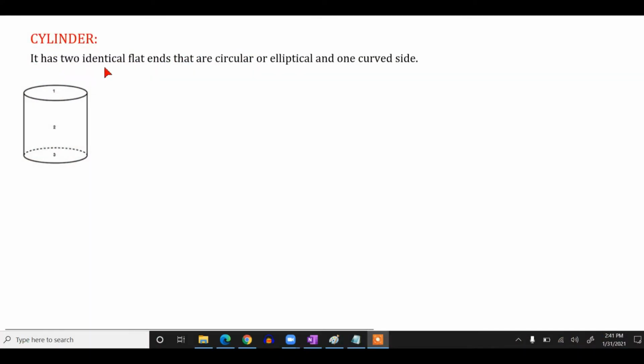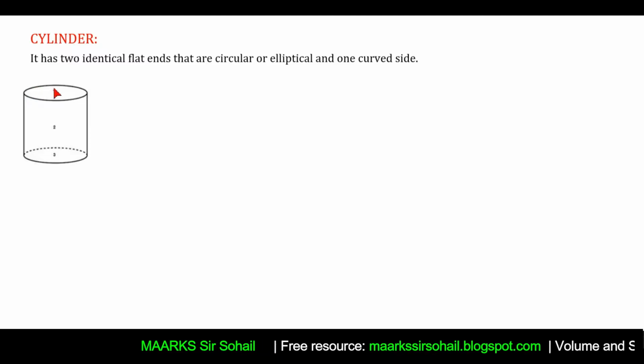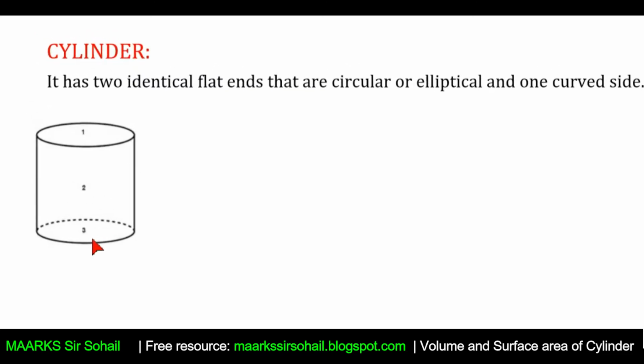Cylinder: it has two identical flat ends that are circular or elliptical and one curved side. You can see the top and the base are the same. It is not a prism. Usually people confuse the cylinder with the prism, but it is not a prism because a prism has a polygon base. Polygon means it has flat sides and flat corners, but a cylinder has curved corners, so that's why it's not a prism.